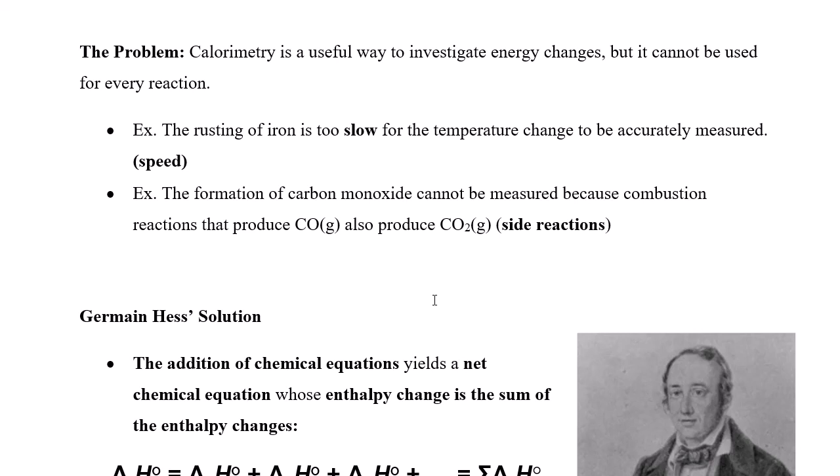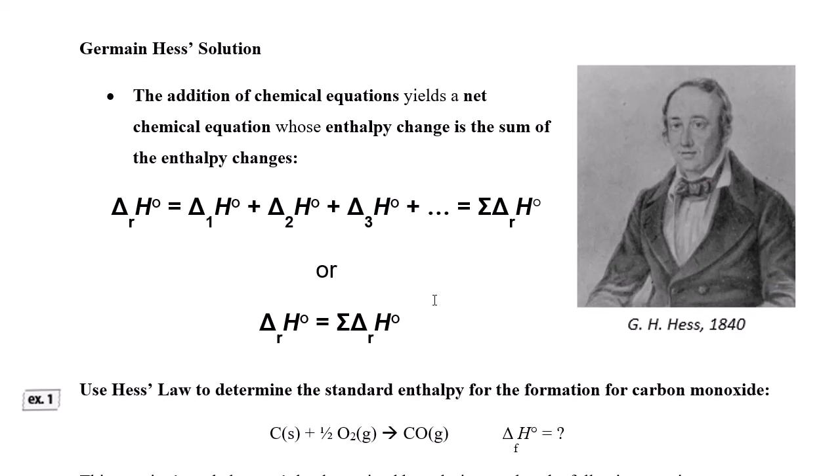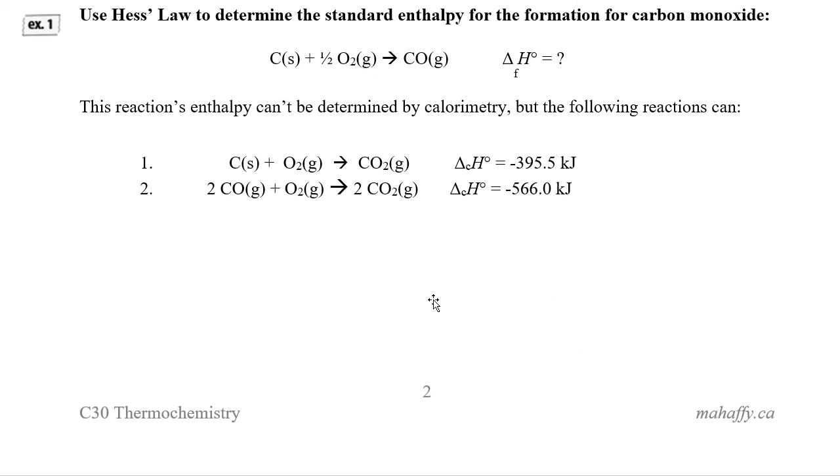And this was a problem that a chemist by the name of Germain Hess investigated. And what Hess realized is that if you treated a system of chemical equations like an algebraic system, just like you did in the logic puzzle above, and you took the sum of the enthalpies, then you could figure out the enthalpy for some reaction that you can't study directly, either because it's too slow or because there are competing side reactions.